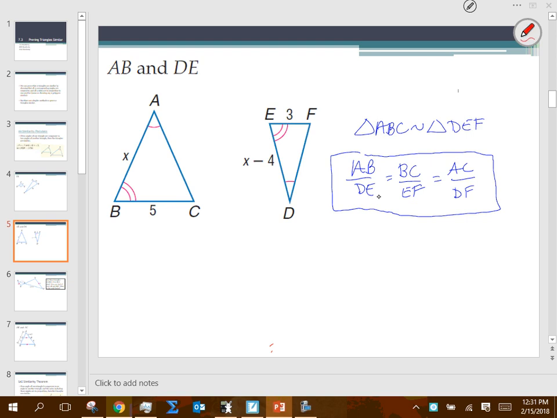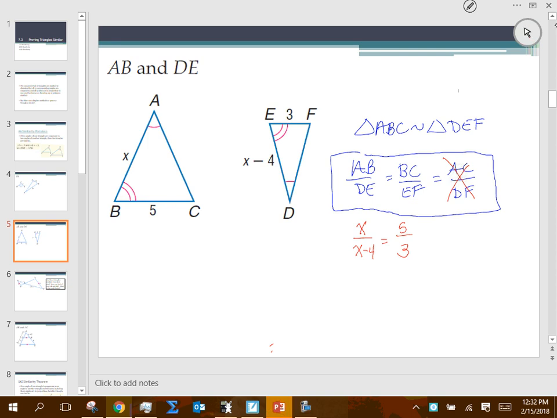But now, what's AB from our picture? Just X, right? What is DE? X minus 4. BC is 5, and EF is 3. AC and DF, they're unknown again, so I don't really do anything for them. And we can cross multiply, right? Now here's a question.